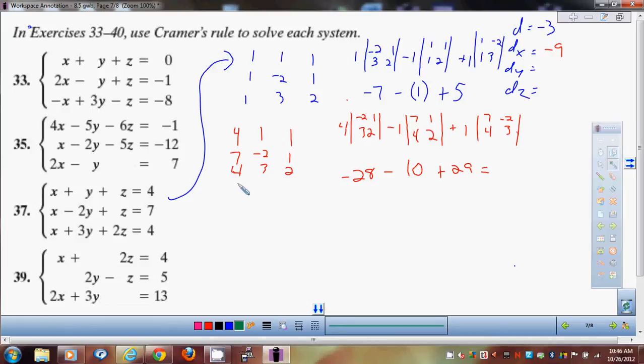Don't tell them anyway. All right, for Dy, here we go. 1, 1, 1. Plug in your answers for the y's. Then your z column. All right, now I'm doing this one by the next method. So rewrite your first 2 columns again.